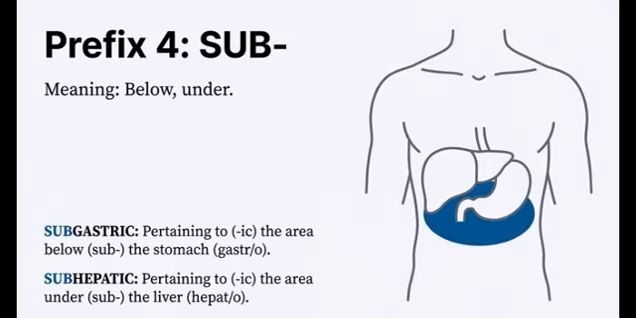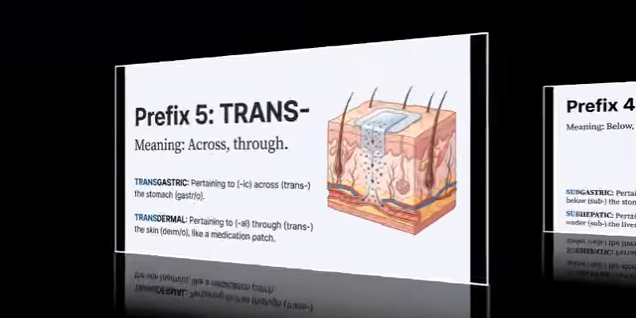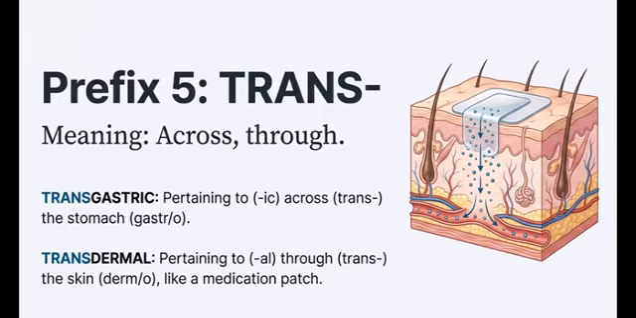We see this in terms like subgastric and subhepatic. In these terms, the prefix means below or under. So subgastric is just below the stomach. Easy. And rounding out our first five is trans.